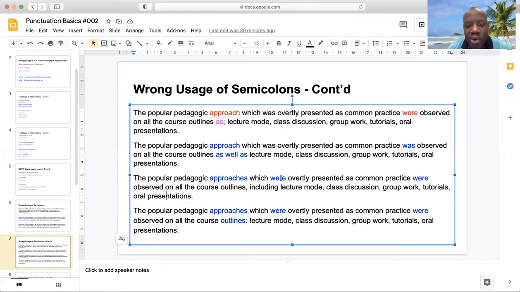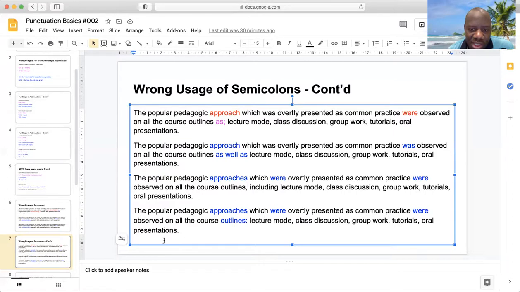And in here now we will have where to go in agreement with approaches. And then observe on all the course outlines, including, and this time around I will instead just use a comma here and say including, okay? I'll just use a comma here and say including lecture mode, or if you want to use a colon, you can put a colon after this including here, but I would prefer to go straight to it, blah, blah, blah, to the end.